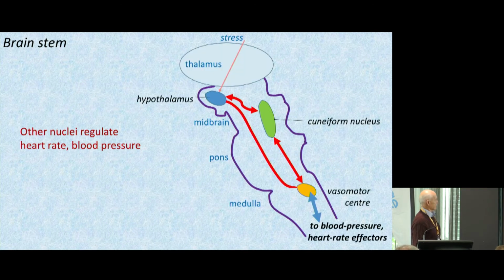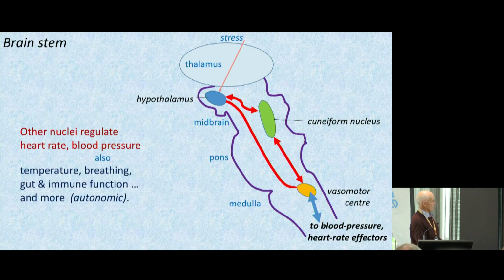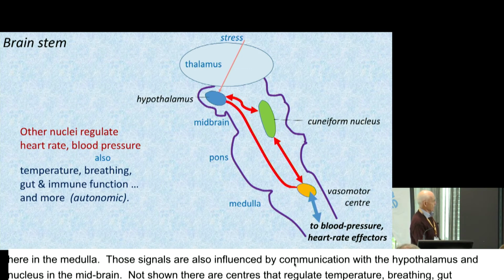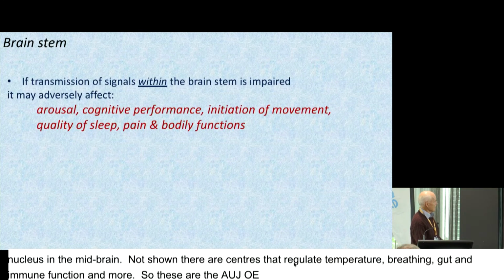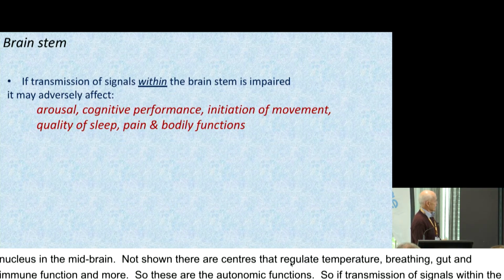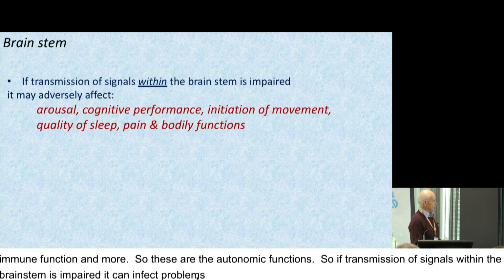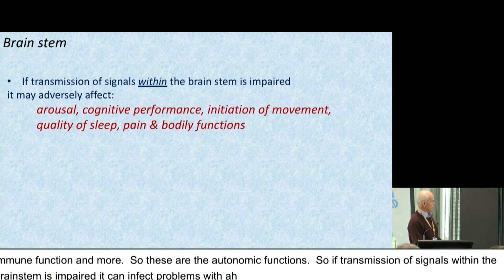There are other nuclei that regulate heart rate and blood pressure, and the signals for that come from this vasomotor centre here in the medulla. But those signals are also influenced by communication with the hypothalamus and the cuneiform nucleus in the midbrain. Also, not shown, there are centres that regulate temperature, breathing, gut, and immune function, and more. So these are the autonomic functions. So if transmission of signals within the brainstem is impaired, you can get problems with arousal, cognitive performance, initiation of movement, quality of sleep, pain and bodily functions.